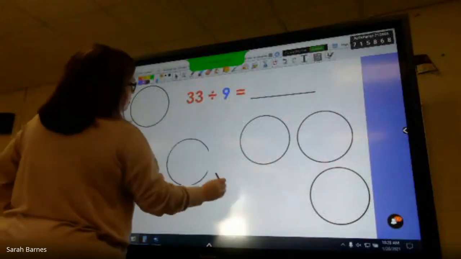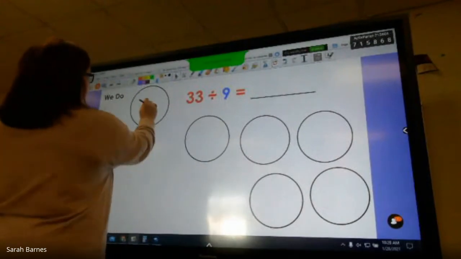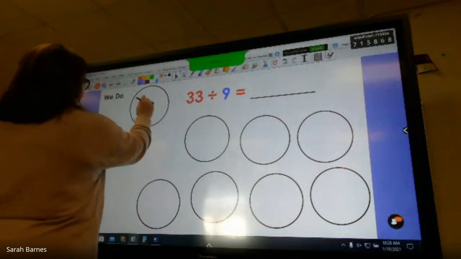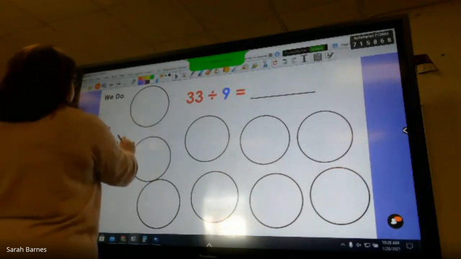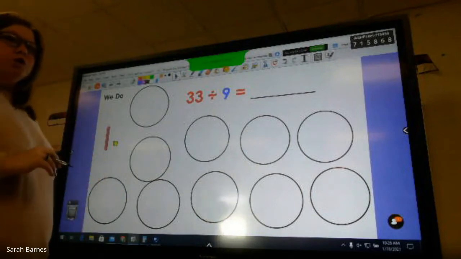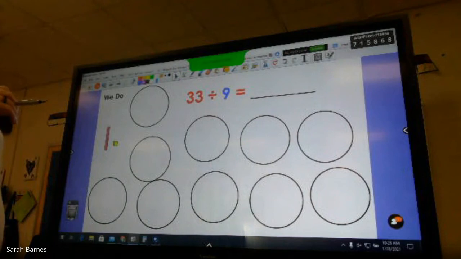3, 4, 5, 6, 7, 8. I have my 9 circles. Okay, everybody got their 9 circles. Thumbs up when you got them. All right, I'm seeing thumbs going up everywhere.